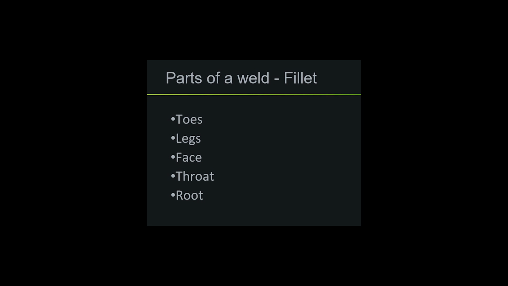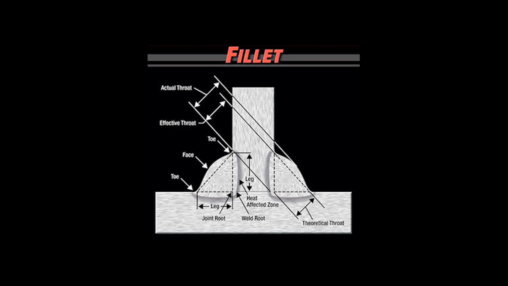Now, before we get into things like the length of the weld, the size of the weld, and the contour of the weld, we need to understand the different parts of the weld. And I'm going to show you an image here soon, but before that, let's go ahead and get to know some terminology. So with the fillet weld, the various parts include the toes of the weld, the legs, the face, the throat, and the root of the weld. Now, as we look at this image, it's basically a T-joint, and there's a fillet weld on both sides.